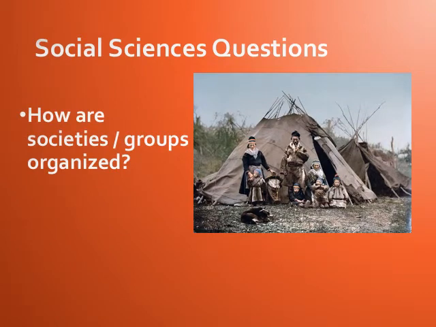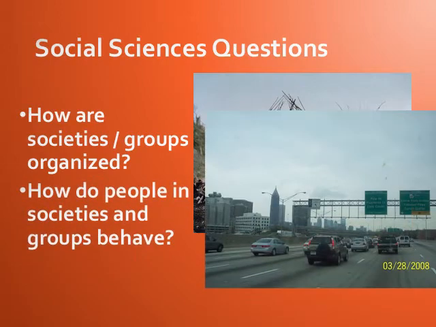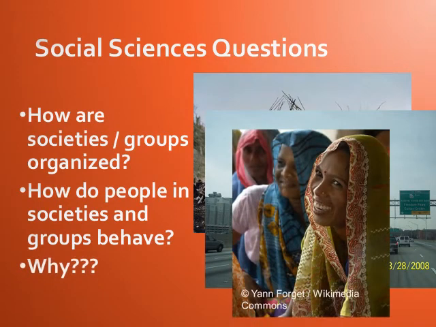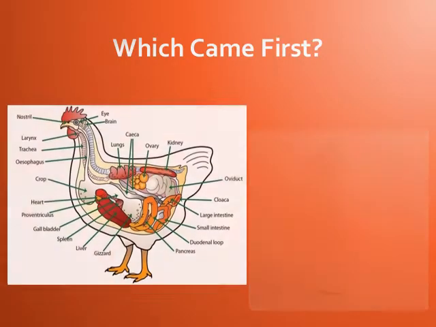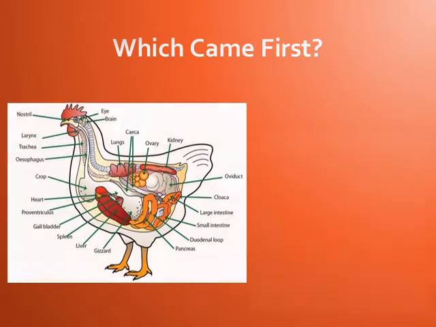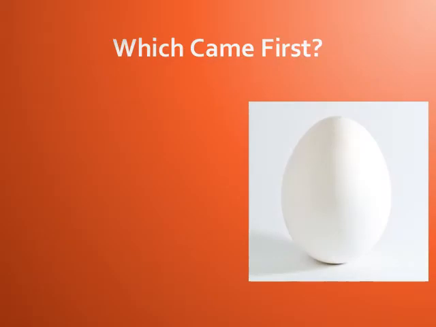So the questions that guide the social sciences, generally speaking, is how do groups of people organize themselves? What do they do once they've done that organizing? And why do they organize themselves in those ways and do those things in the first place? Those social science questions are somewhat circular. It's a little bit like asking which came first, the chicken or the egg.